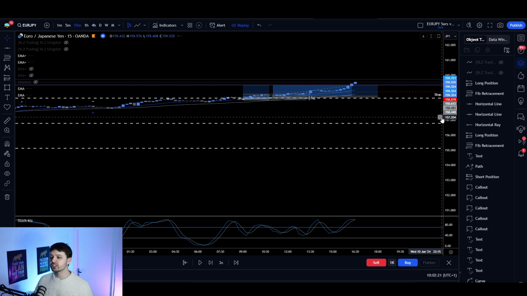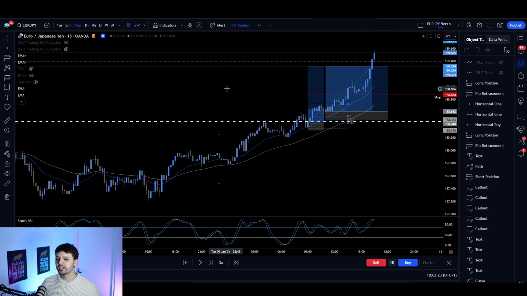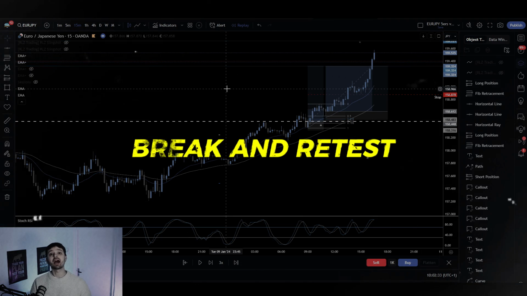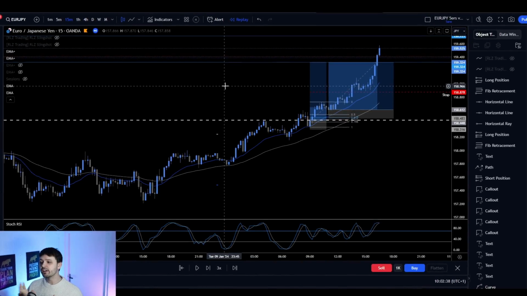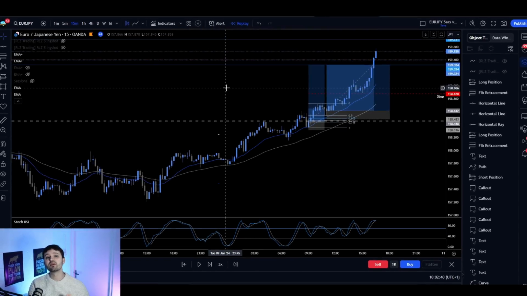So this is a system that is based on the very core fundamental principles of technical analysis, which is market structure, trend analysis, and horizontal levels. And then we're applying the technique of break and retest, which is a very, very simple way of trading. And as you can see, it can also be very, very profitable.